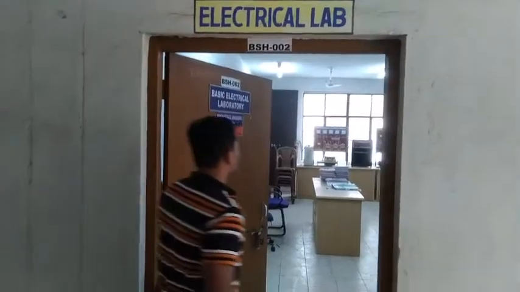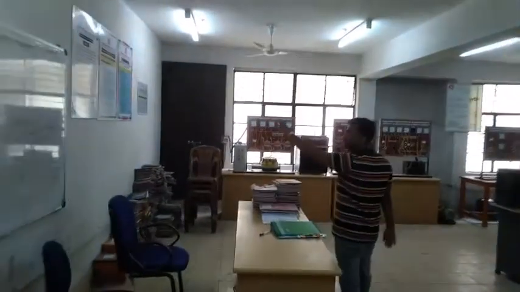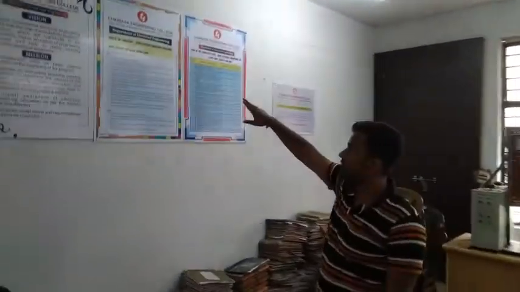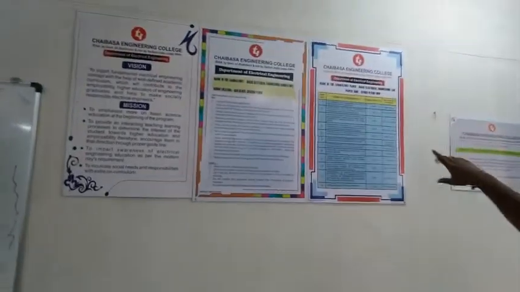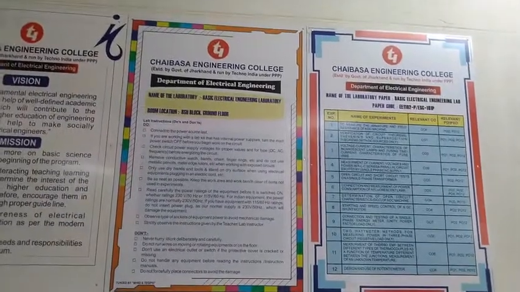Engineering lab. This is the vision and mission of Charas Engineering College, and this is the safety instruction of the lab, the do's and don'ts. And this is the name of the laboratory paper. We have 12 experiments. This is the experiment name.